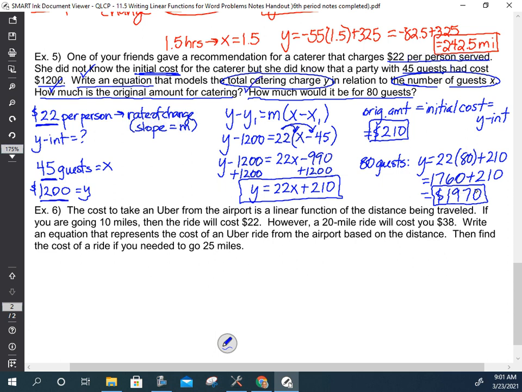So there are your 3 parts to that problem. You're setting up the equation, identifying your initial costs, and then finally answering a related question. So again, it's not a difficult problem. It is a problem that you do need to read carefully, and then pay attention to what you're doing.